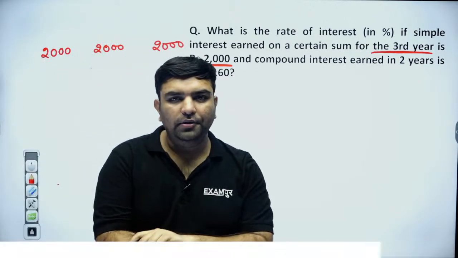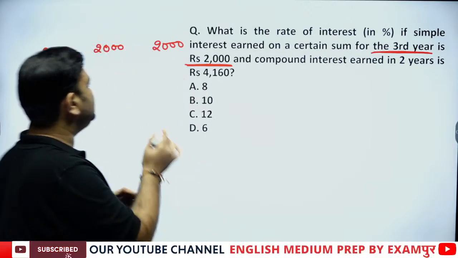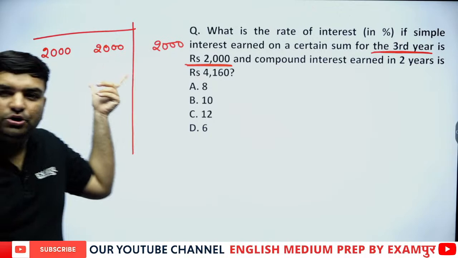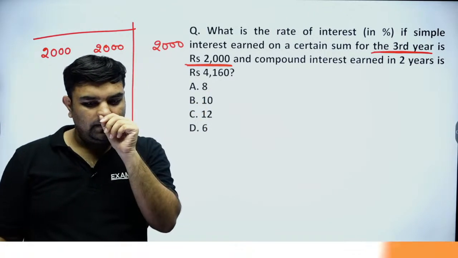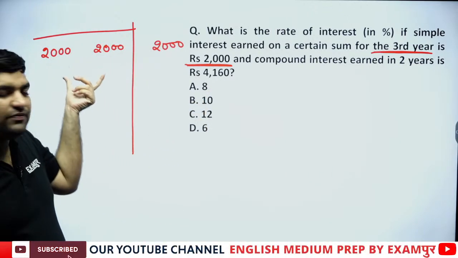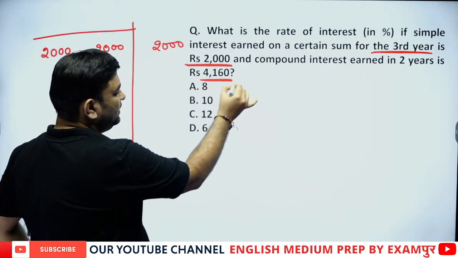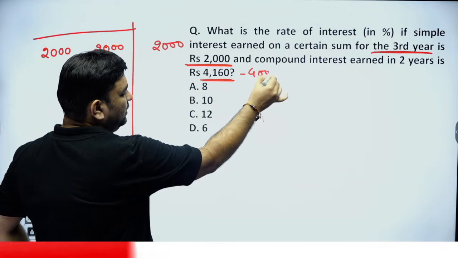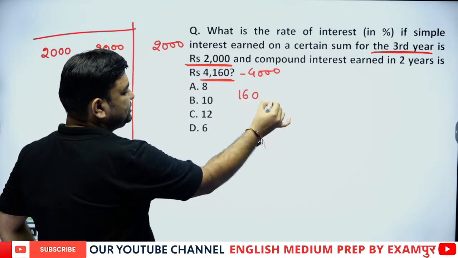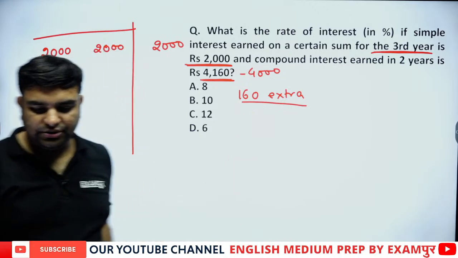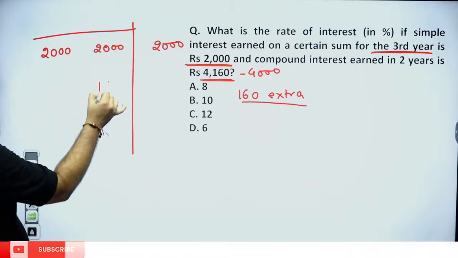And the compound interest in 2 years is 4160. So this is the simple interest in 2 years, 4000. This is the simple interest, 4000. And what is compound? 4160. 4160 means 160 extra.